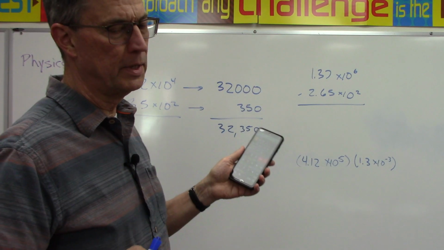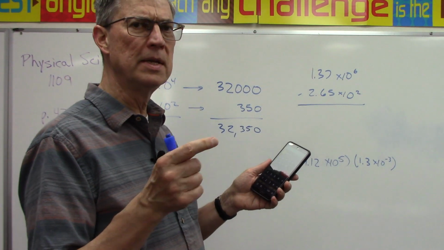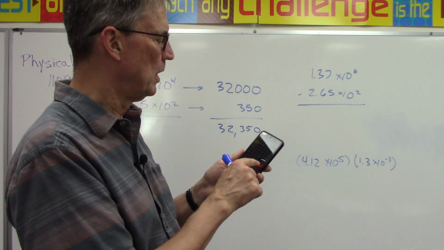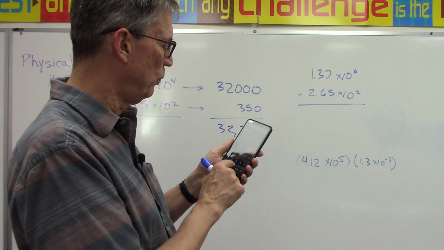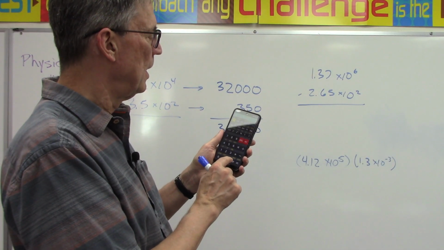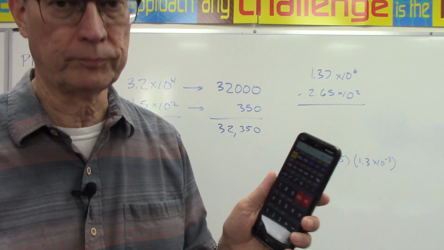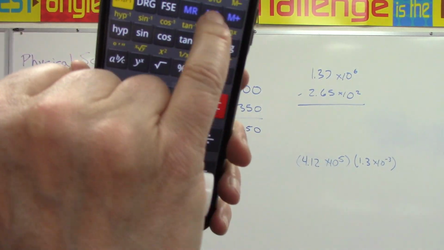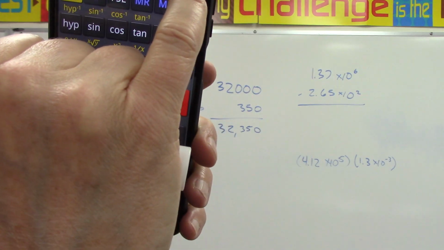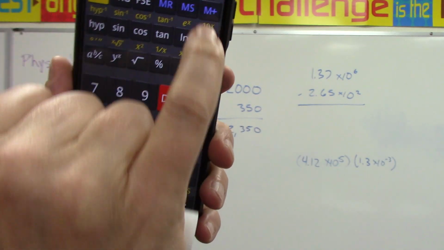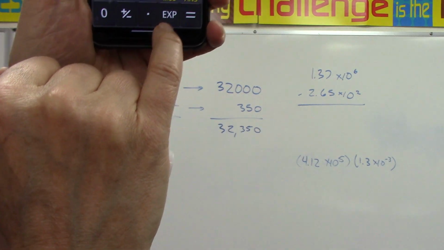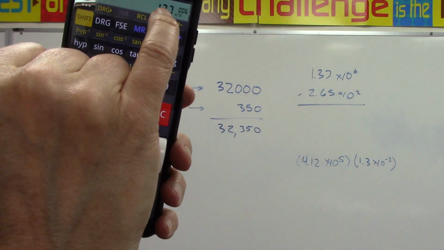On mine, it's the exponent key, and on a lot of them there is an EE key, or it depends on the calculator. So let me show you what this looks like. 1.37, and then when I hit the EE key, it comes up with, let me get this closer, maybe you can see it, 1.37 times 10 to the 6th power. Okay, and that was by using this EXP key down here.